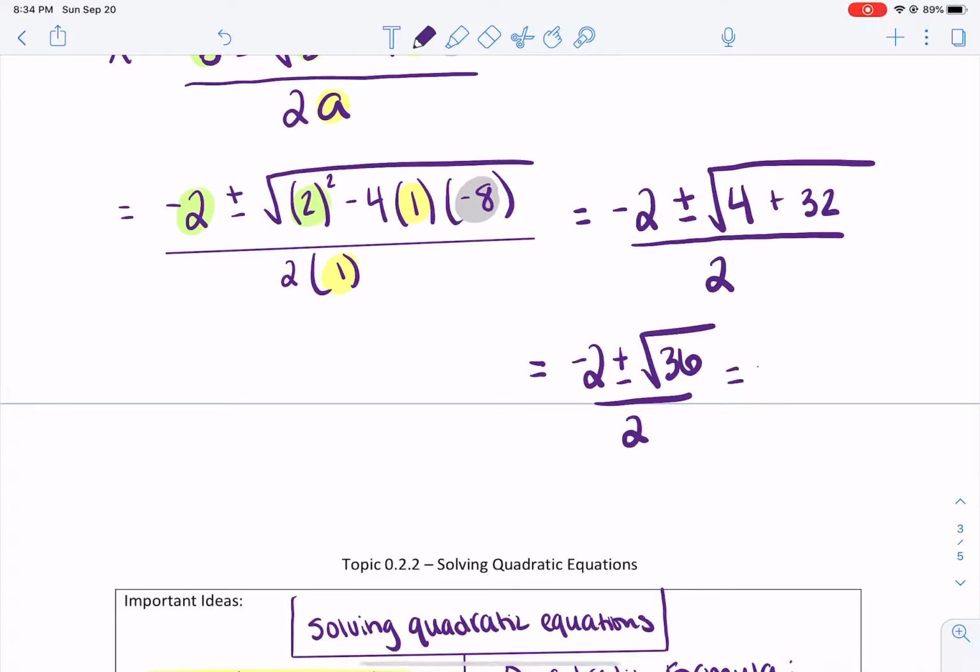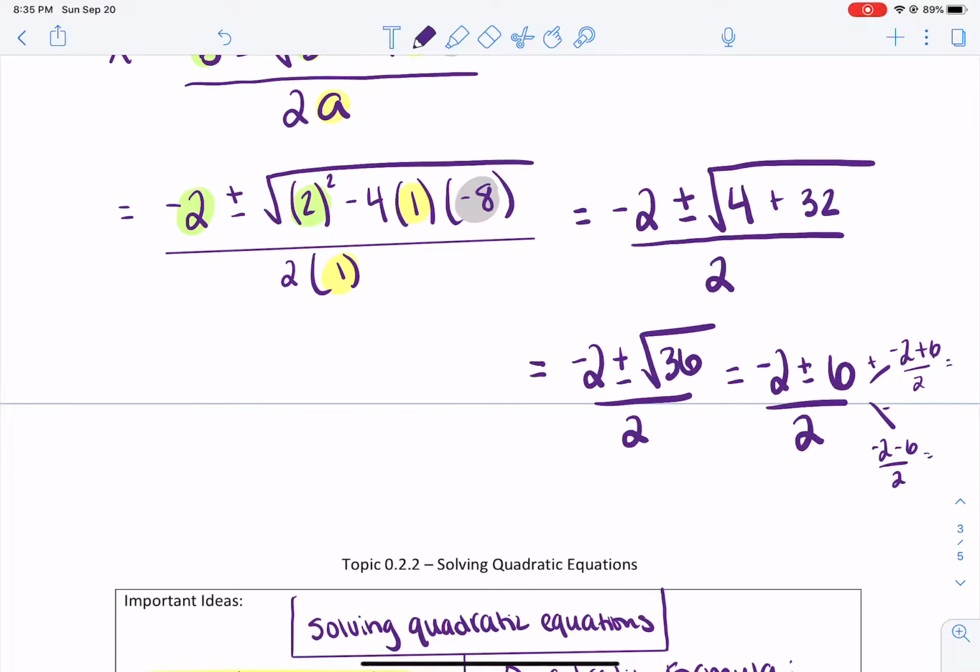Now, we've got negative 2 plus or minus the square root of 36, which is just 6, all divided by 2. So now, what I like to do at the end is split them up. So I've got my plus answer and then my negative answer. I'll put my positive answer that way and my negative answer this way. So negative 2 plus 6 divided by 2 and negative 2 minus 6 divided by 2.